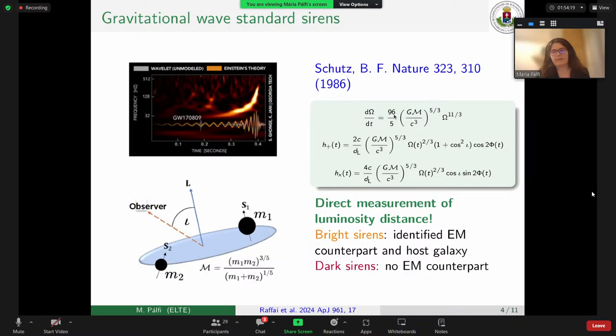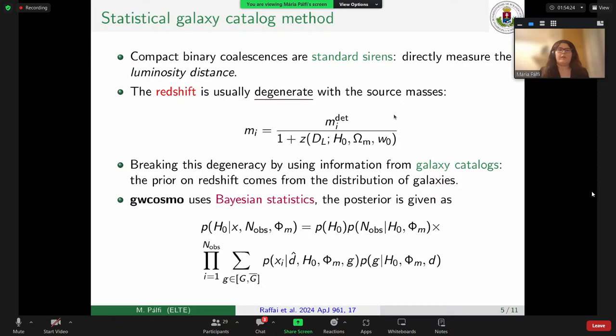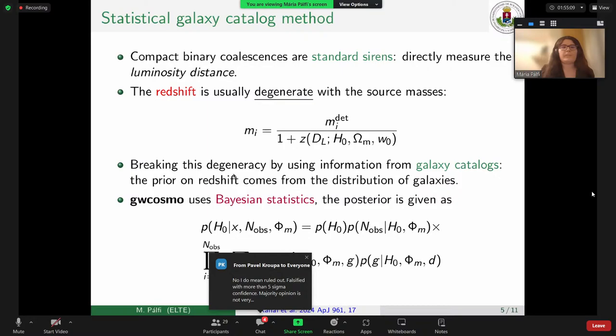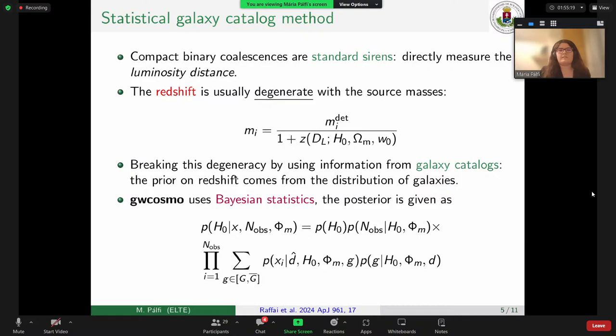Now that we have the luminosity distance of the source, we also need the redshift to calculate the Hubble constant. But there is a degeneracy between the redshift and the source masses, therefore we cannot obtain the redshift information from the gravitational wave data. If we have a bright siren, we can measure the redshift of its host galaxy by electromagnetic measurements. For dark sirens, we can break this degeneracy by using galaxy catalogs. Then the prior on redshift comes from the distribution of galaxies in the catalog. The GWCosmo pipeline uses this technique and Bayesian statistics to calculate the posterior on the Hubble constant.